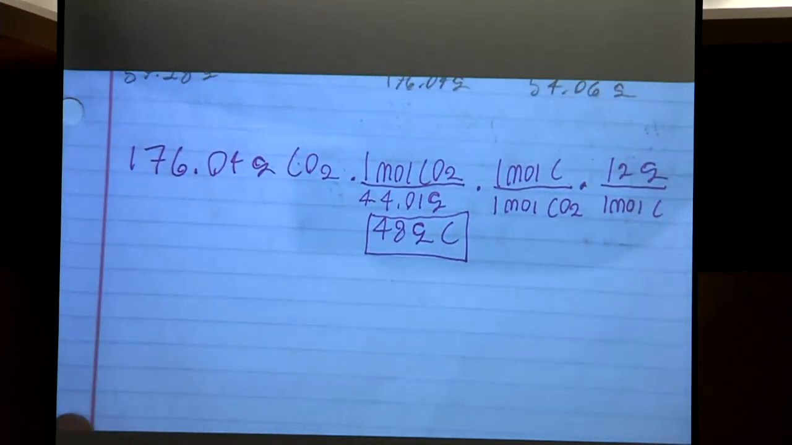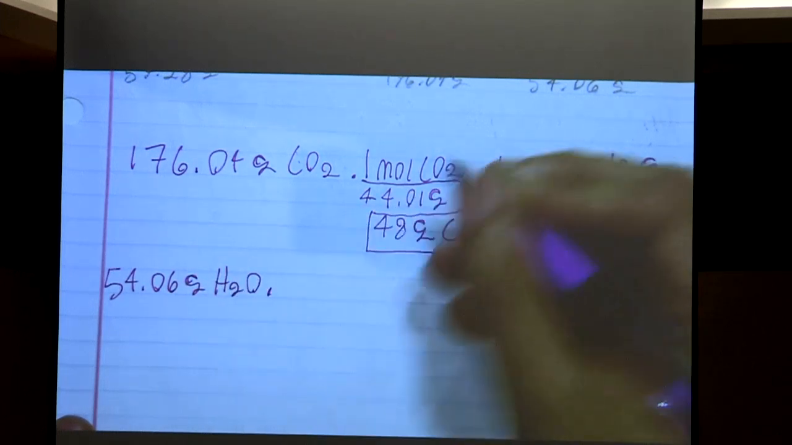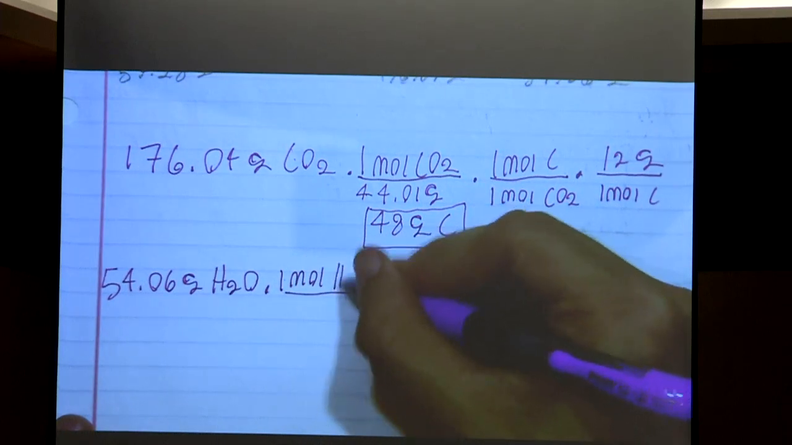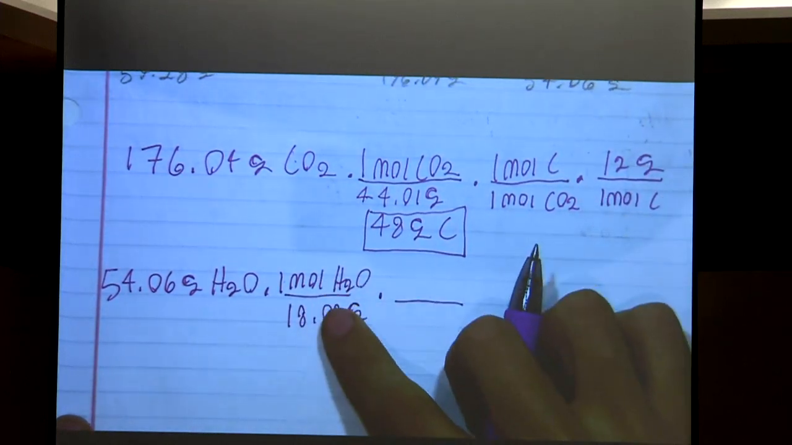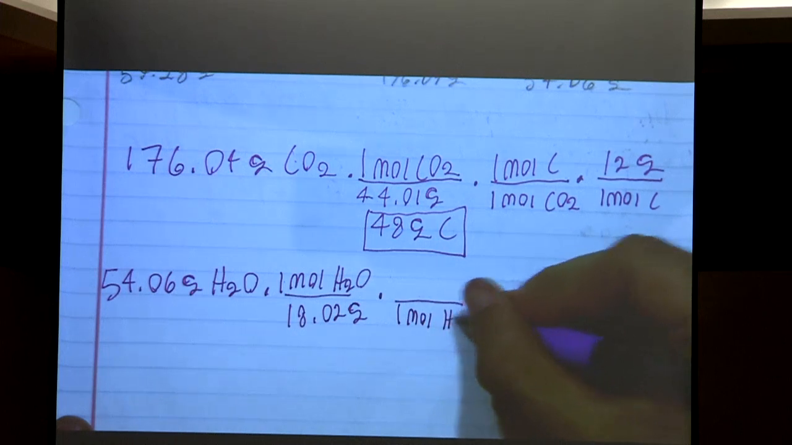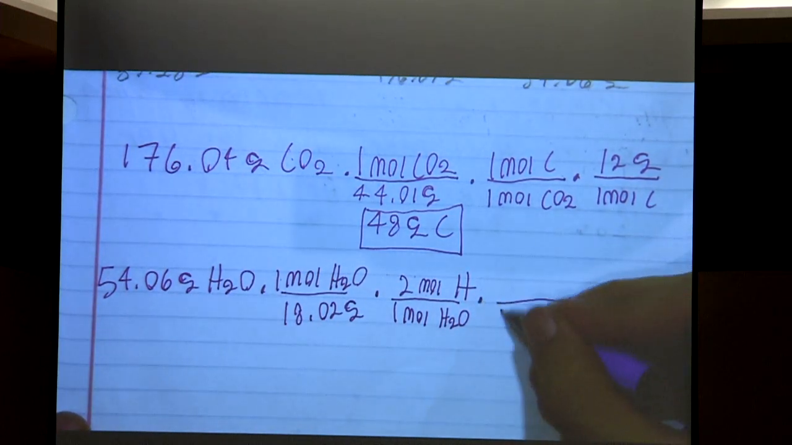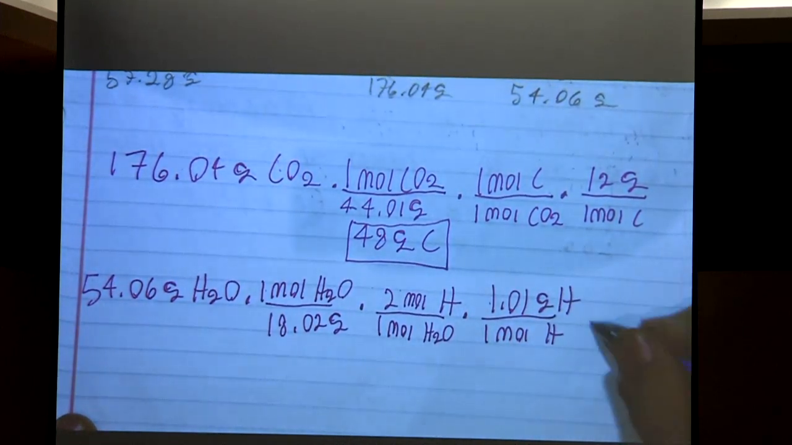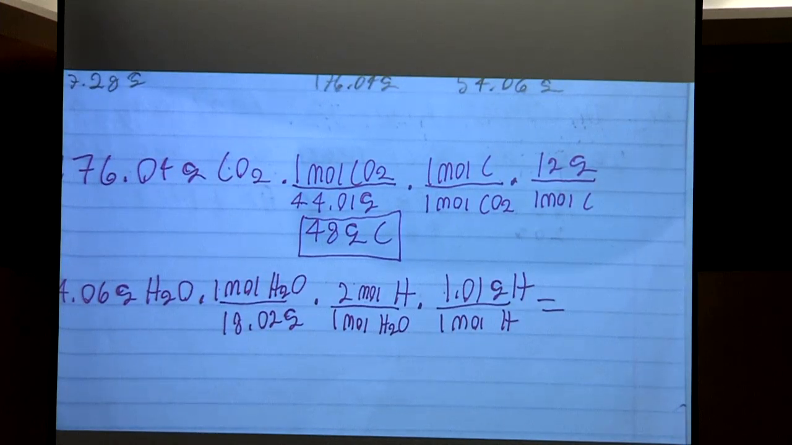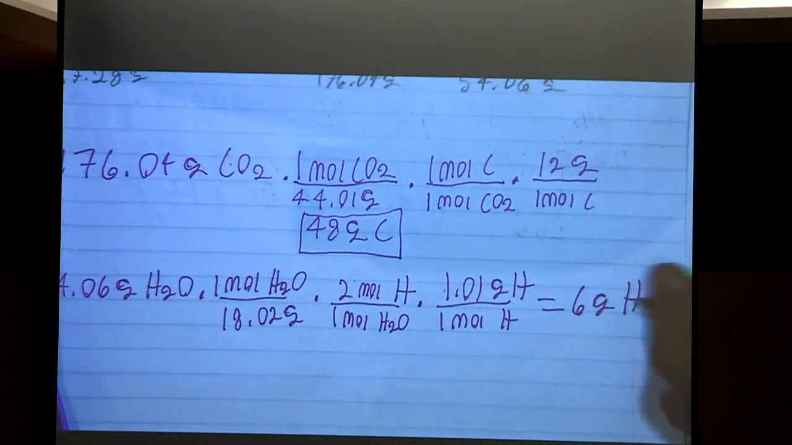Now we'll do hydrogen. So I've got 54.06 grams of H2O, 1 mole of water is 18.02 grams. I've got 2 moles of H for every 1 mole of H2O. And 1 mole of H is about 1 gram. Let's call it 1.01. So that's about 6 grams of hydrogen.